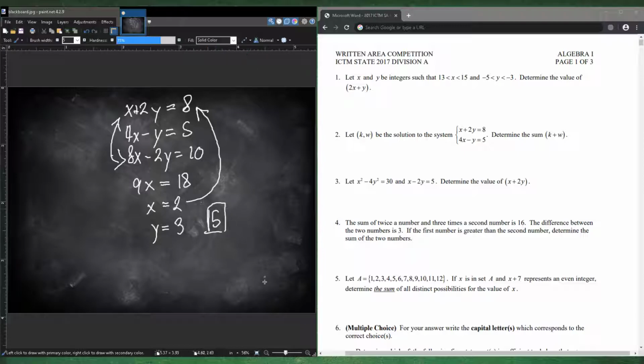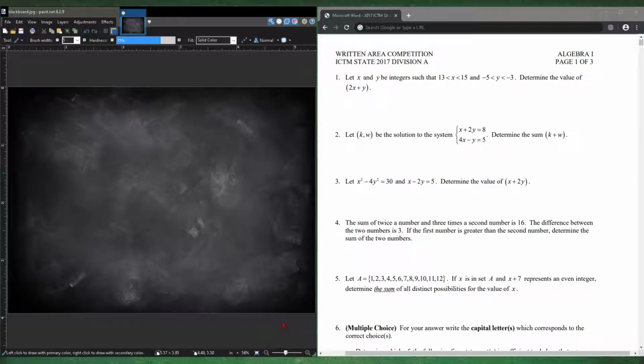And that's number 2. So that should be relatively simple also. It's just a regular system of equations, and it should go pretty fast if you're doing mental math on it.